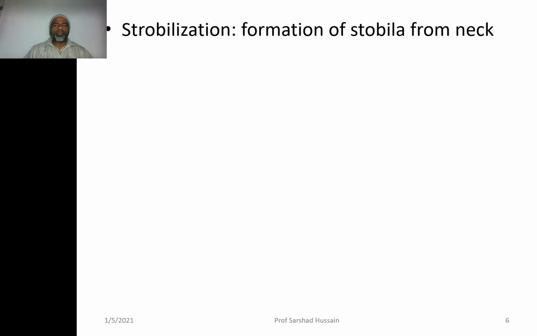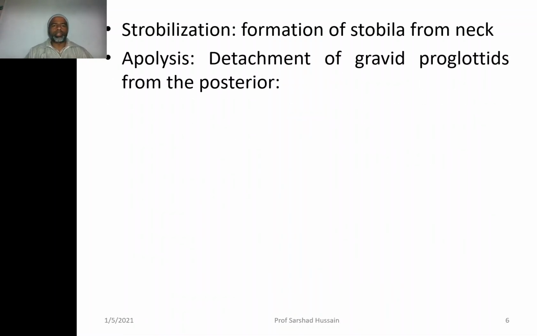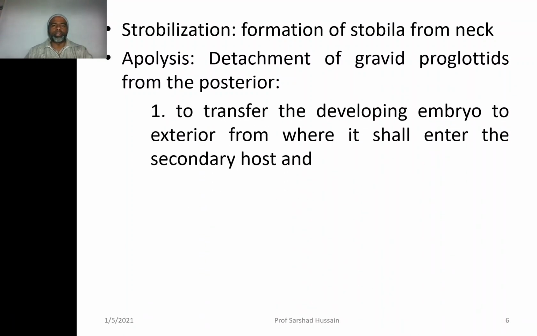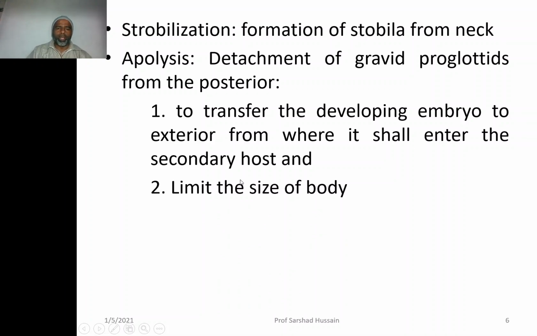The formation of strobila at the neck is called strobilization, and the detachment of the gravid proglottids from the posterior end is called apolysis. Why does apolysis take place? In order to transfer the developing embryo, because the gravid proglottids have only the uterus in which the fertilized eggs are, in which the embryo is developing. So they want to transfer the embryo to the exterior, from where it shall enter the secondary host, that is the pig. Another benefit of apolysis is that it limits the size of the body.